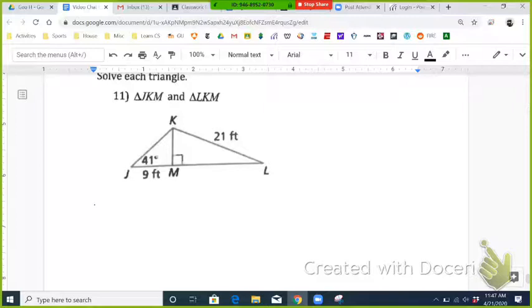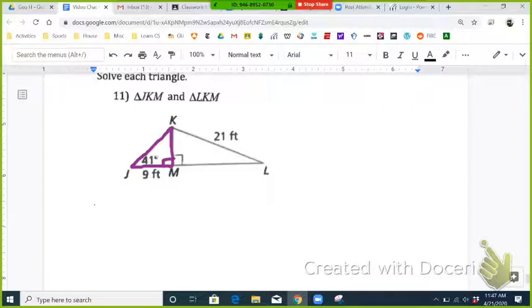Alright, so in number 11, we got two triangles here, JKM and LKM, sharing a side, and we have to solve each triangle, which means we got to find these sides here, and we got to figure out what these angles are. Now we know that's 90 degrees because it's a linear pair with that line, so that makes JKM a right triangle. Now, we could find KM or JK, it doesn't matter which one we find first.